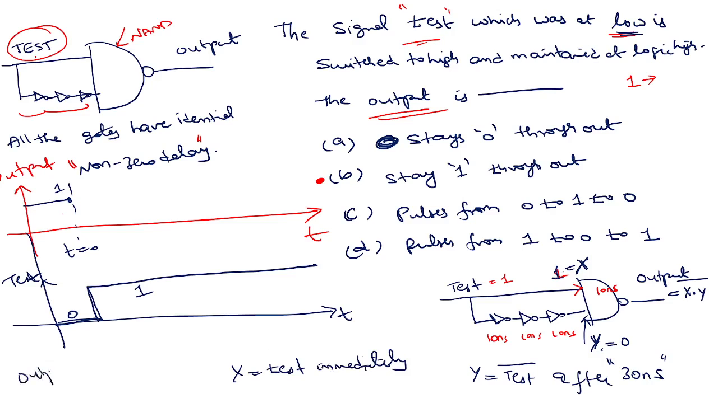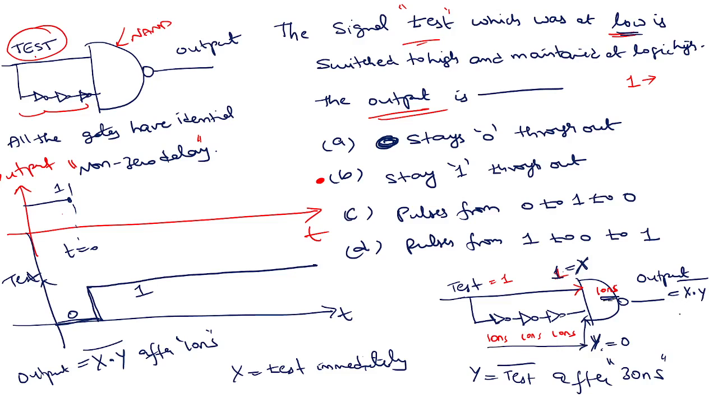Correct? Output is equal to what? (X and Y) whole complement after 10 nanoseconds. Yes or no? Right? So the output will take 10 nanoseconds once it knows the inputs X and Y. Since X has become 1 instantaneously, how much time will Y take? 30 nanoseconds, right? So what is the output after 10 nanoseconds?